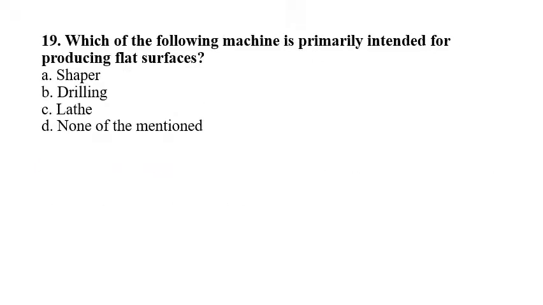Question number 19. Which of the following machines is primarily intended for producing flat surfaces? Shaper, drilling, lathe, none of the mentioned. The answer will be A, shaper. Shaper is primarily intended for producing flat surfaces. The shaping machine is suitable for producing flat surfaces, whether horizontal flat, vertical flat or inclined flat surfaces.